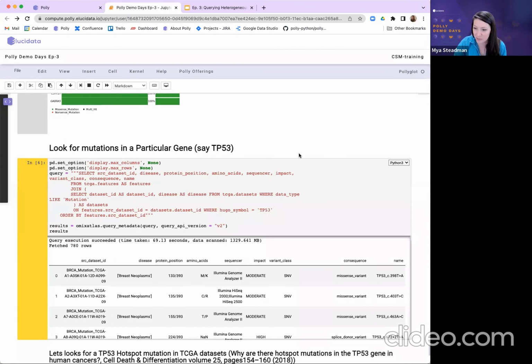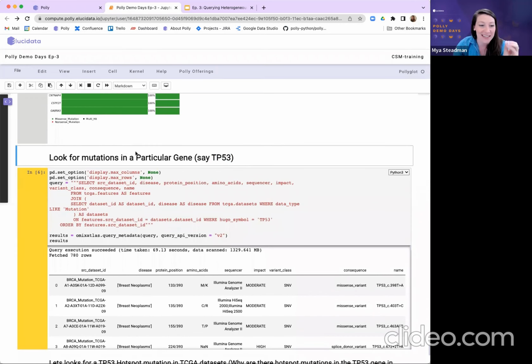The last example we want to show is really cool. We had a lot of fun making this. We're going to search across TCGA for a particular gene, in this case TP53. We're really obsessed with this. We want to find all of the data sets in which there's a mutation for TP53 in TCGA.